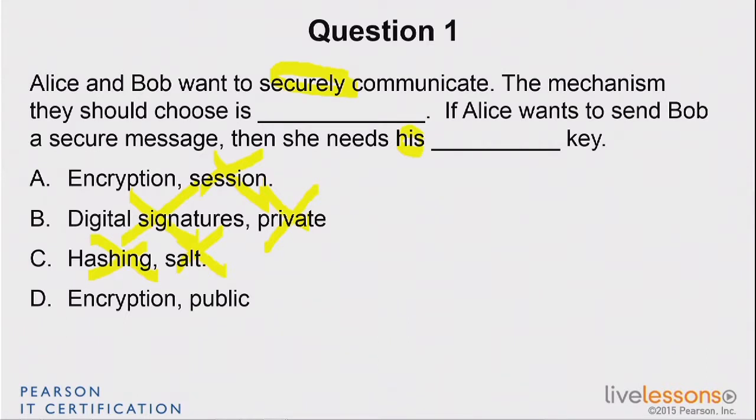And if Alice wants to send Bob a secure message, then she needs his public key. So that's the answer we like. Again, I would start this question by trying to fill in the blanks before I even look at the answers. If I wasn't quite sure, I'd see if I could get some hints. But even if I had the answer on the very first one, even if A was encryption in public, I want you to make sure that you read all of your choices in case something changes by the time you get to your last choice.